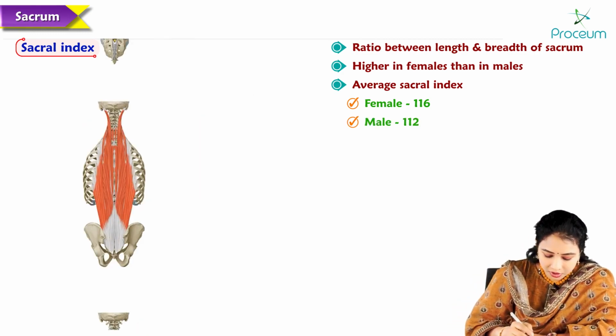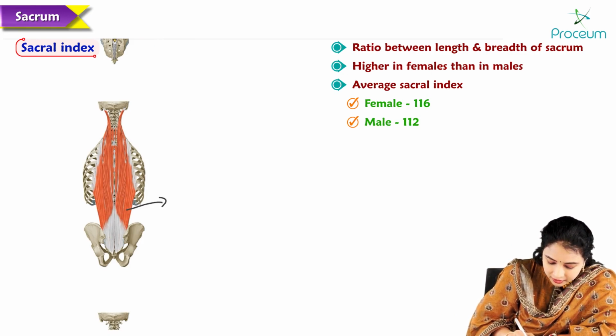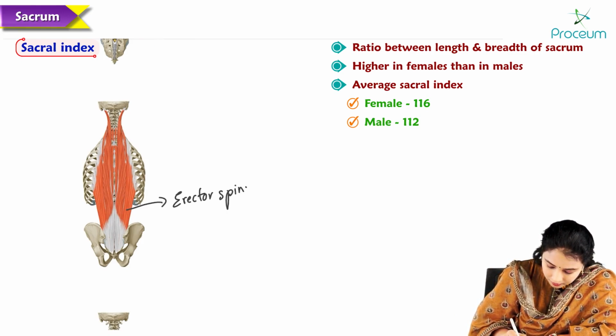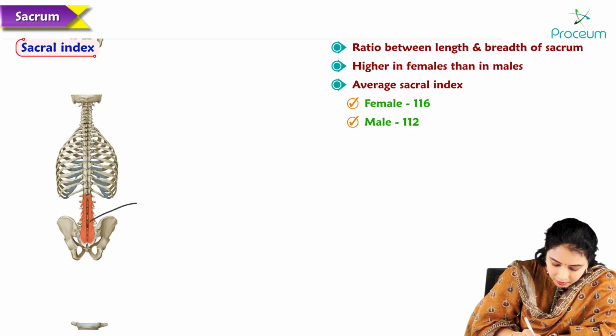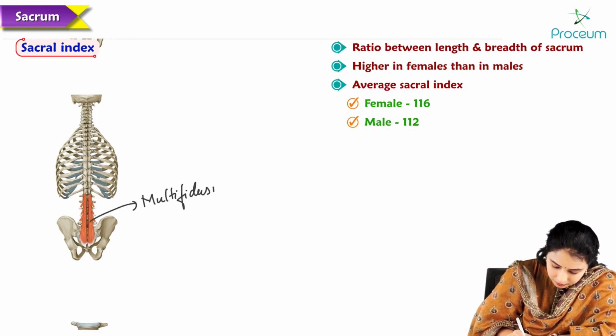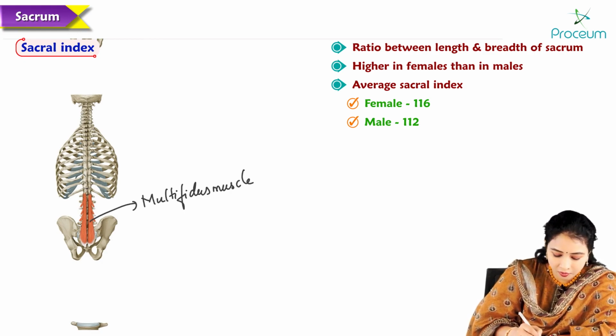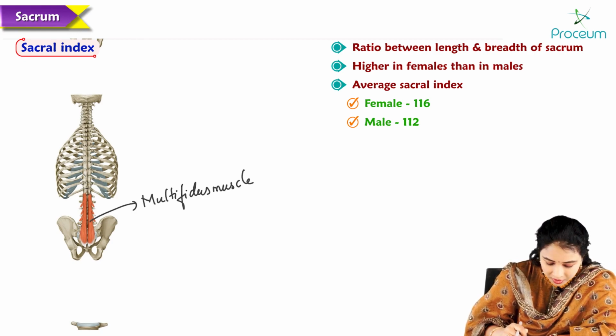A small note to see here: this is the erector spinae muscle, which gains origin from the sacrum like the letter U, and here is the multifidus muscle, which gains its origin within the concavity of the letter U from the dorsal surface of the sacrum.